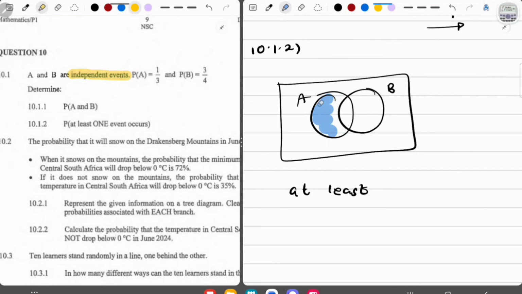How many events are occurring in this region? It's only the probability of A, without the probability of B. So how many events are occurring here? That's one event. So we would take that. What about in the middle, the intersection? How many events are occurring here? That's 2 events because A and B are occurring here.